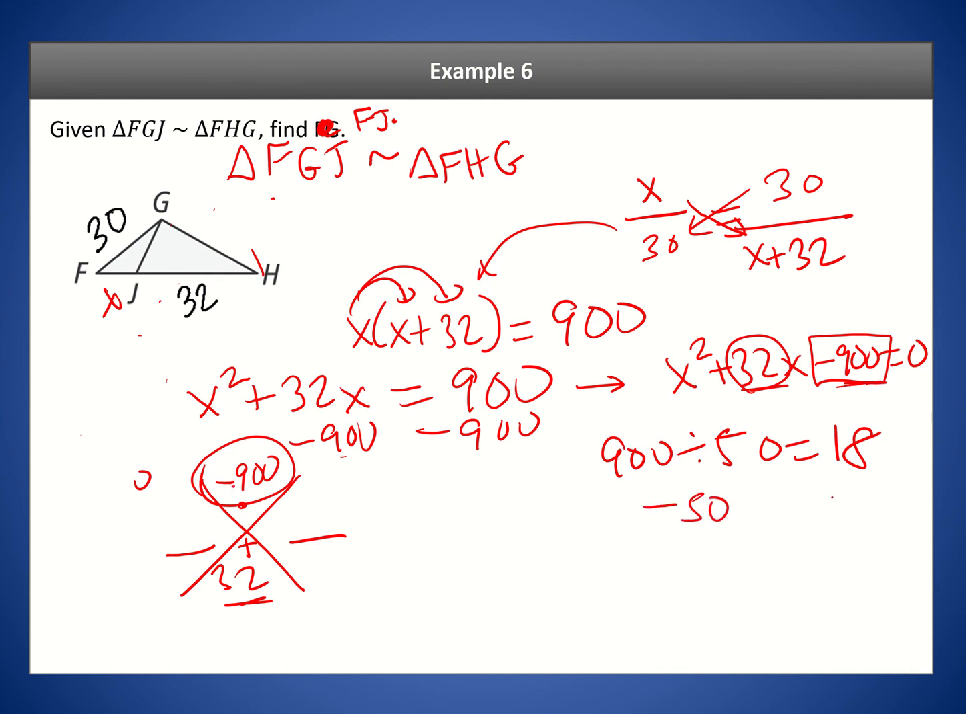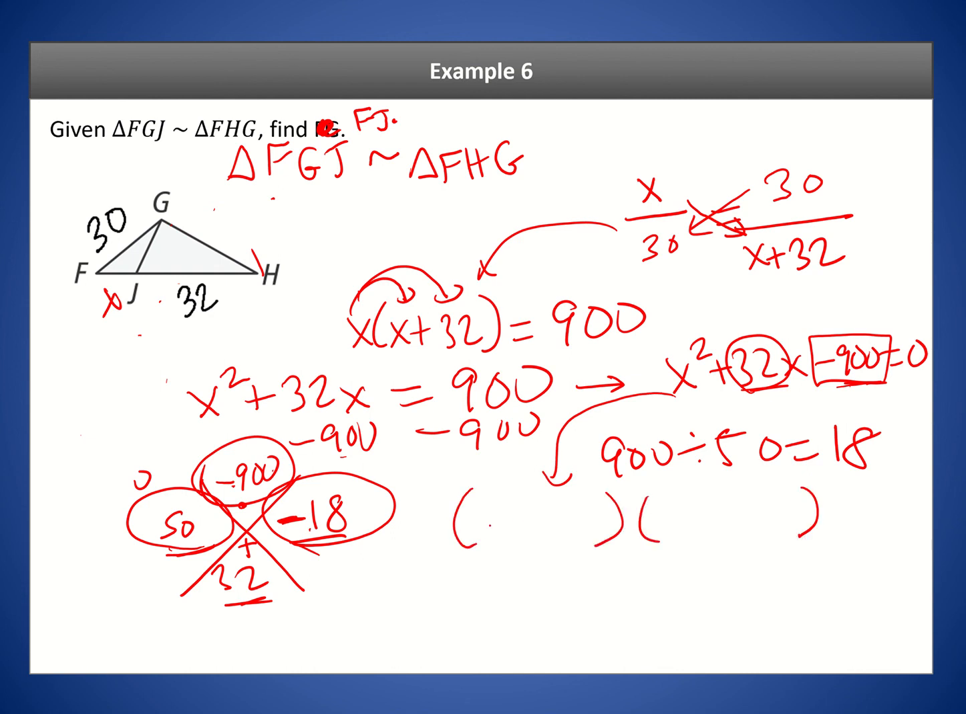If I were to make one of these numbers negative, then I can get 32 from this. I would have to make 18 negative because 50 plus negative 18 is 32, and 50 times negative 18 is negative 900. So once we find those two numbers, which I found pretty quickly, it just happened to be my second guess, we're going to factor this. So we have x plus this number and x minus this number.